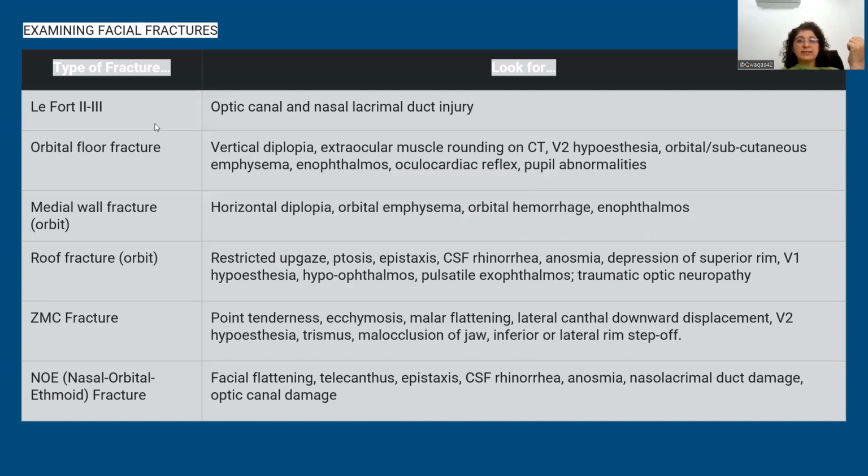This is one of the last slides, going over the various different types of fractures and what you should be on the lookout for in terms of clinical signs.